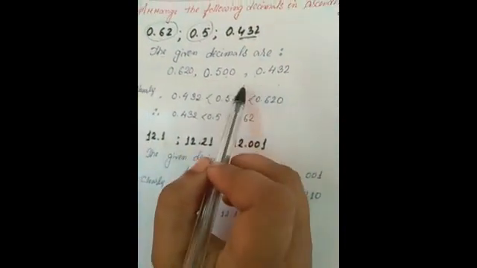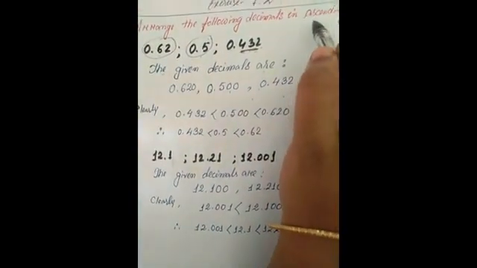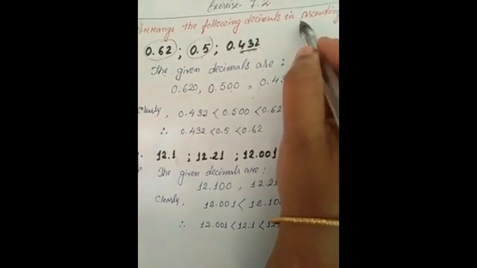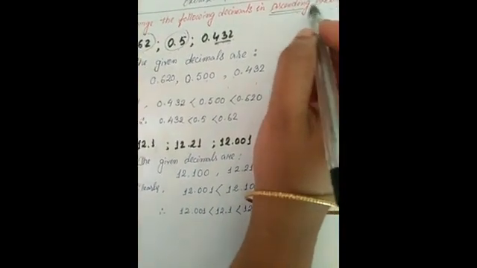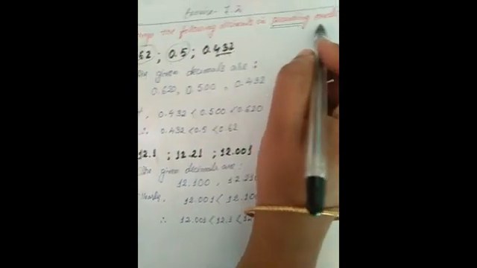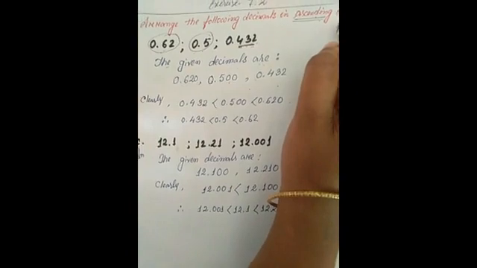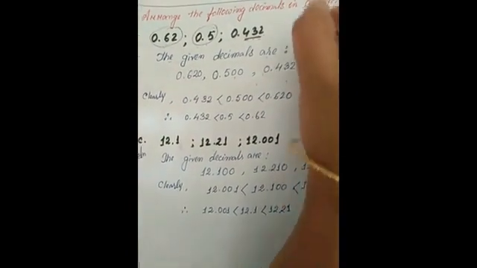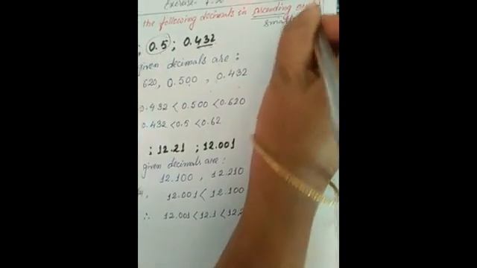Now we can compare, but before comparing we should know in which order we have to compare. In this question it's given to compare in ascending order. Ascending order means we have to arrange the numbers from smallest to greatest.